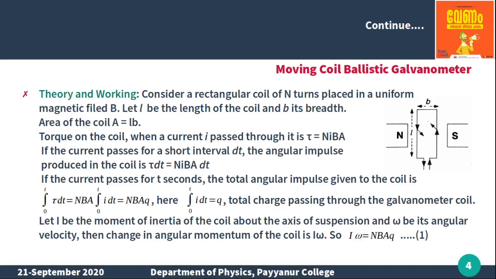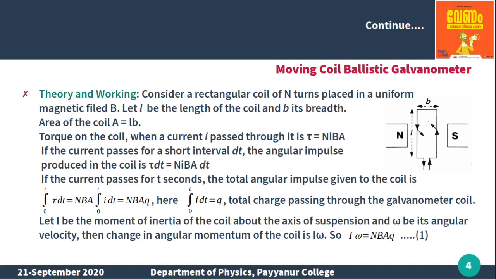When you applied the current, it got an angular impulse. Due to this angular impulse, it started moving. Okay, it started rotating, so it will have an angular velocity. Due to this current, it got an angular velocity omega. So what is the change in angular momentum of the coil? Change in angular momentum of the coil is I omega minus I into 0, because initially it was 0. So change in the angular momentum of the coil is I omega.